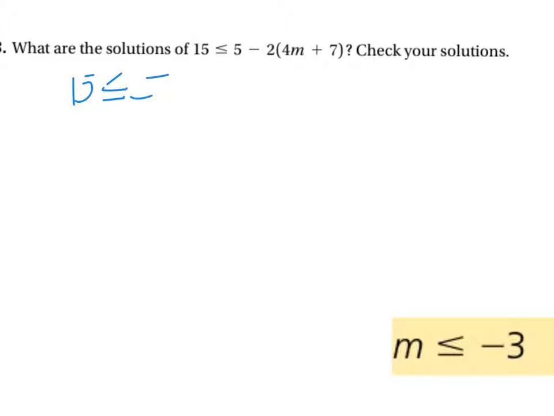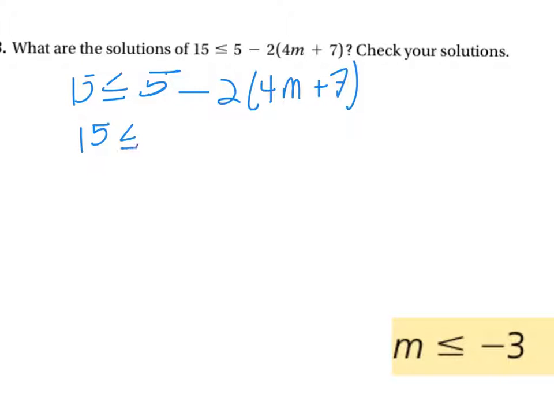Less than or equal to 5 minus 2 times 4m plus 7. Now please note here, I'm going to have to distribute a negative 2, right? Not just the 2, the negative sign goes with it. So don't forget that. So we're going to have 15 less than or equal to 5 minus 8m minus 14, because I distributed the negative 2.